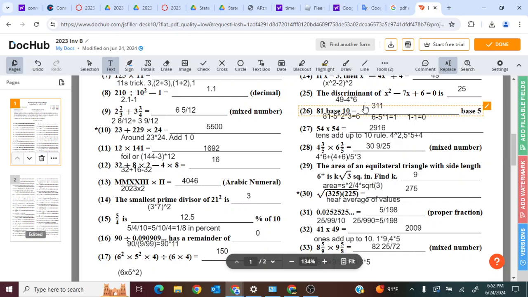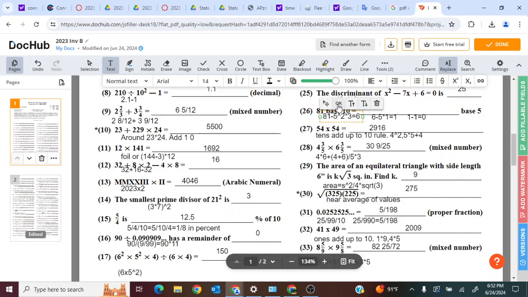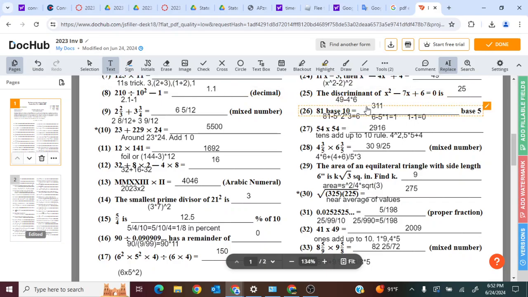This base 10 is how much in base 5? Well, how bases work is that this value is worth 1, this value is worth 5, this value is worth 5 squared, and this value, if there was more, would be worth 5 cubed, etc. That's how these bases work. So how many times does 25 go into 81? Well, 3. Right at 3, you have 6 left over.